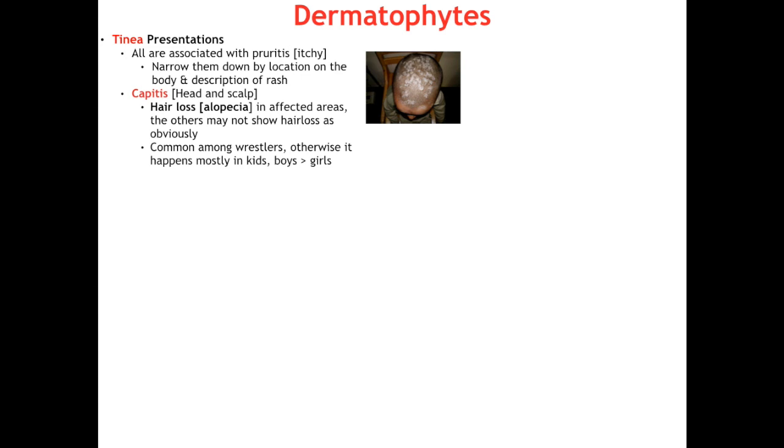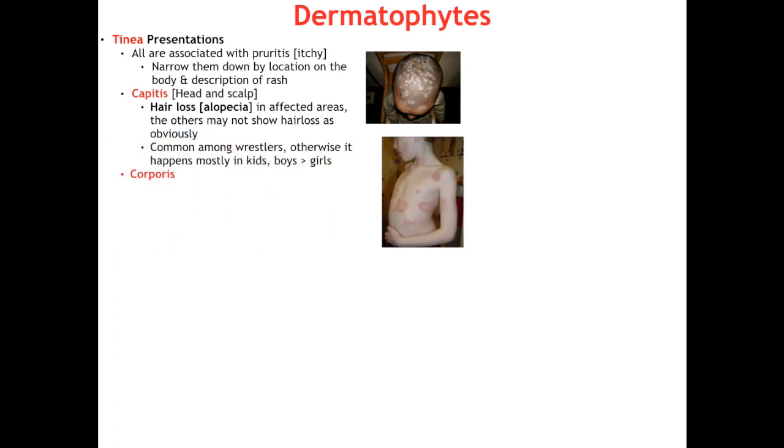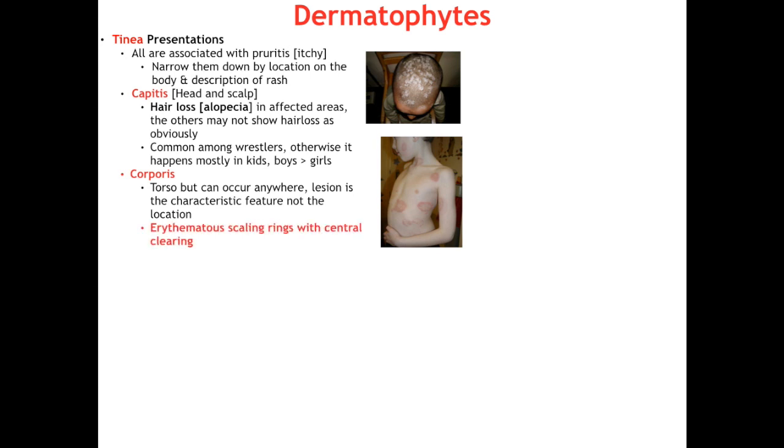Next up is tinea corporis, which happens on the torso, really, but it can occur anywhere on the body aside from the head, inguinal area, and feet. This one's easiest to tell, though, because of the description of the rash. It will be described as an erythematous scaling ring with central clearing. So the infection actually starts off in the center and then radiates outward in a centrifugal pattern. And for any of you that know Spanish, cuerpo means body in Spanish, so that's how I used to remember corporis. Goes with anywhere on the body.